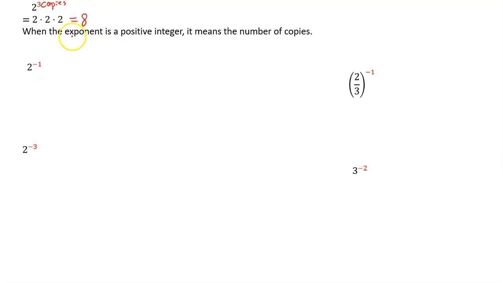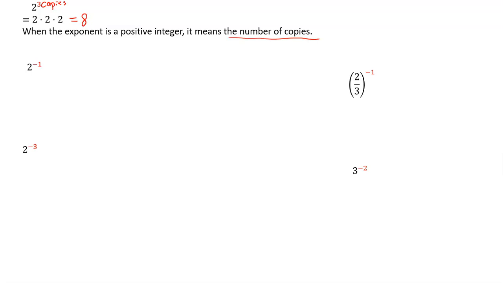So when the exponent is a positive integer, it means the number of copies. But now, what if we have a negative exponent? For example, 2 to the negative first. If we still use the same meaning as the number of copies, it doesn't make sense, because we cannot say we have negative 1 copy of 2. We can have 1 copy of 2, but we cannot have negative 1 copy of something. So here, the negative exponent has a new meaning, which is totally different from the number of copies.